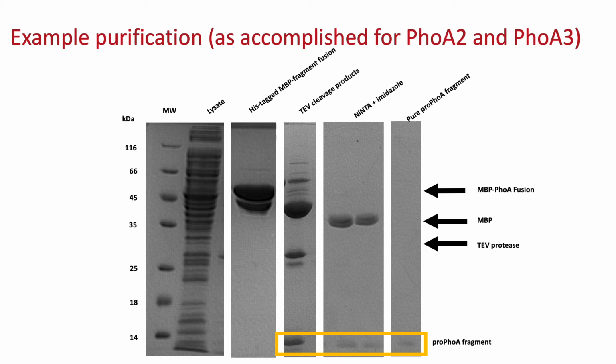As you can see, TEV cleavage is not 100% efficient as there still are remnants of the fusion protein at 55 kilodaltons. But at the bottom, cleaved fragment is also visible around the 13 kilodalton mark. After a second round of nickel affinity chromatography, we expect that MBP, TEV, and the fusion protein to elute with imidazole and the pure fragment to elute in the flow-through, as can be seen in the last lane. The overall yield of the pure fragment is very low.